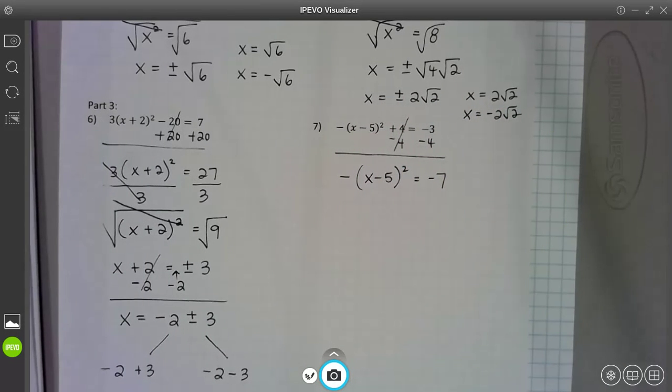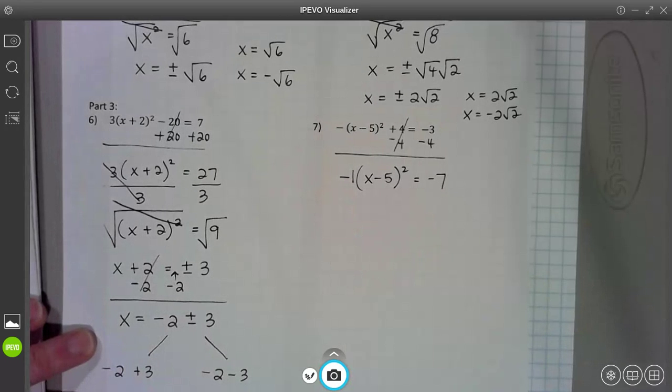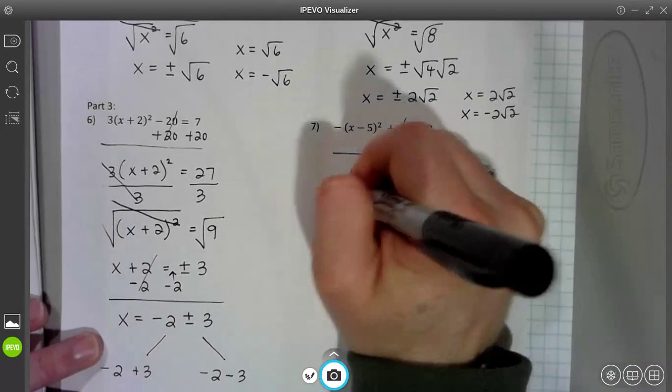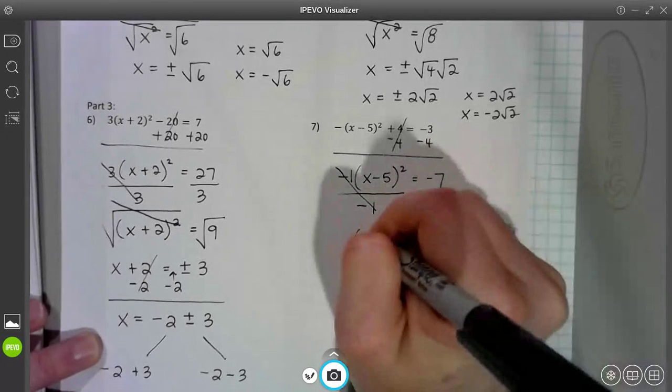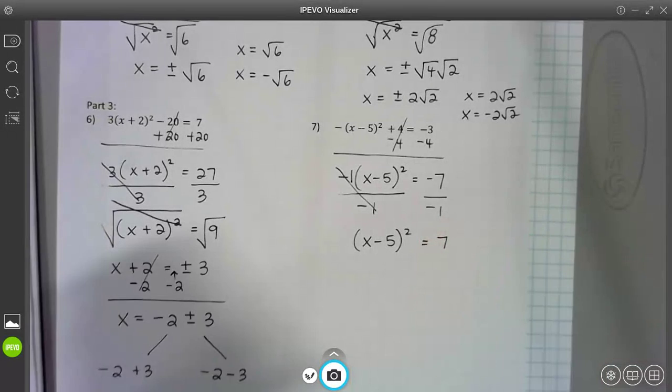And again, I never want to take the square root until what is being squared is completely by itself. And right now, this -1 in front is not being squared. So I have to get that away. So we have to divide it. We cannot distribute it. Divide by -1, divide by -1. And then x minus 5, the whole thing squared ended up equaling +7.